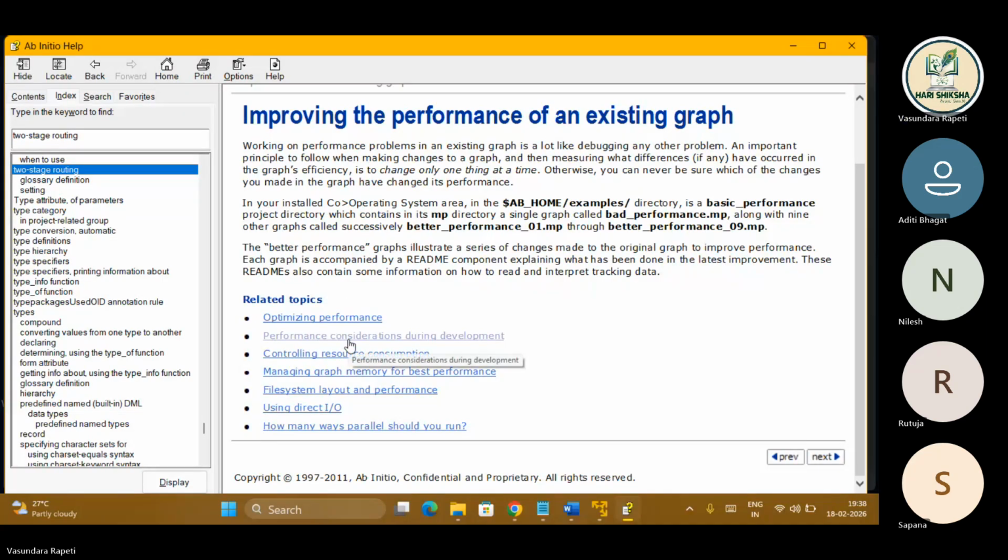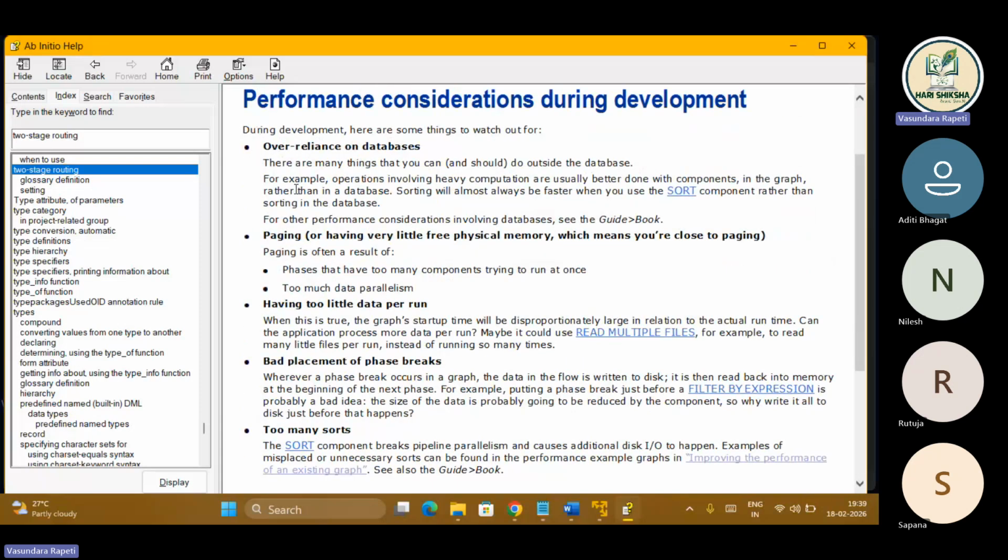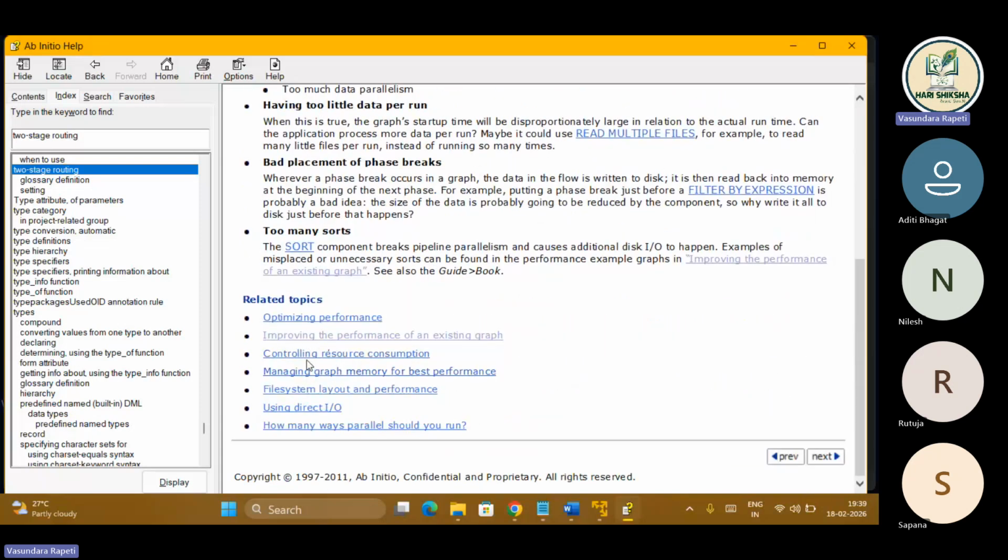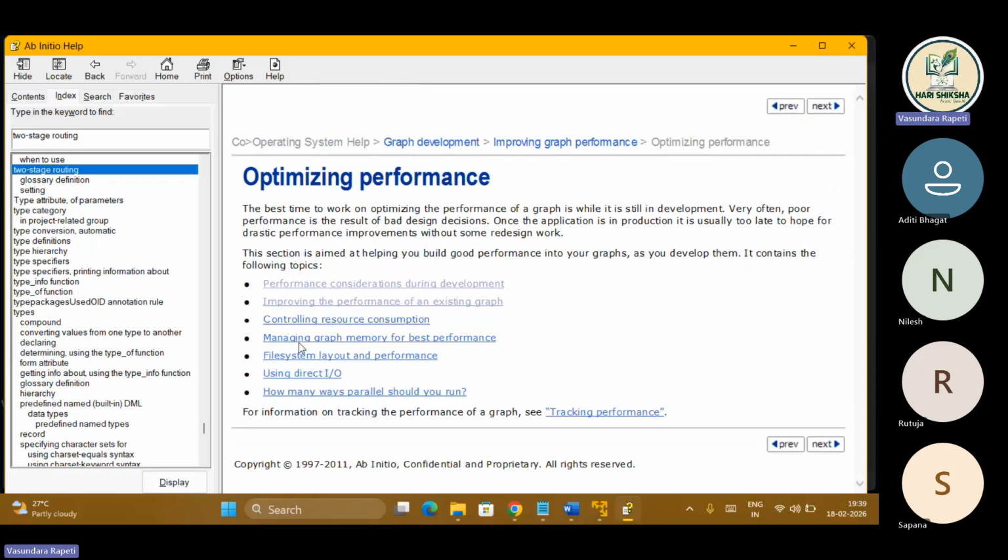So some graphs will be there which will show you what will happen if you use so many sort components. So this was during development. During development, all these issues can be solved. Then there are some other tips: controlling the resource consumption, managing the graph memory for best performance, file system layout and performance using direct input output, and how many ways parallelism should you run. Okay, this one by one we'll see.